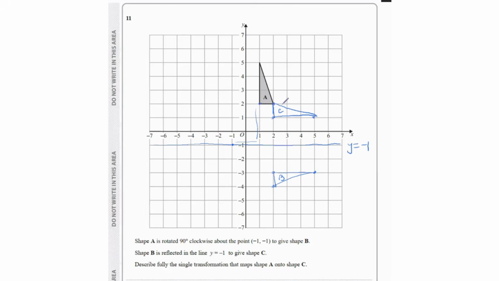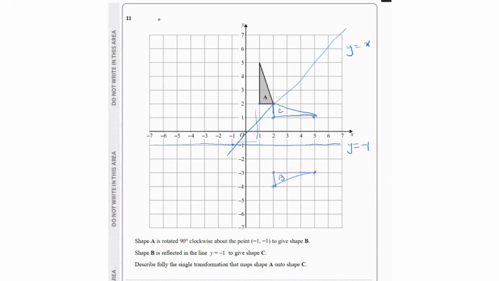So now if we compare A and C, you can clearly see it's a reflection, and it's a reflection in the line y equals x. Because it's not a rotation, it's not a translation, it's not an enlargement. The only thing that's left is a reflection. So y equals x is your line of reflection.